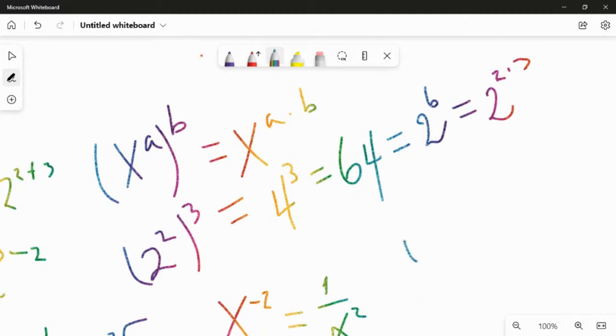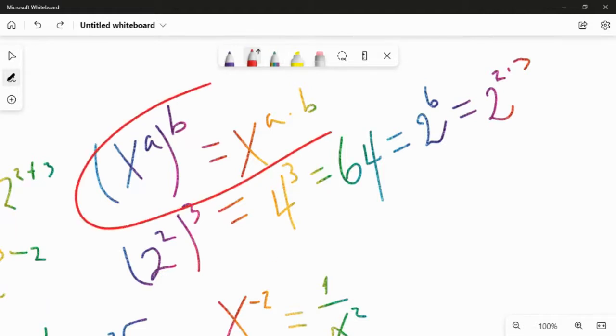So this gives us, and what is this all for? This is the important rule, right? This is the important rule that we need. Why?